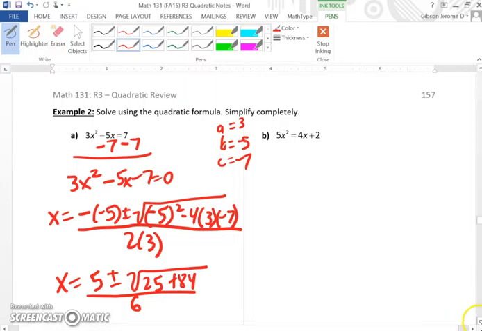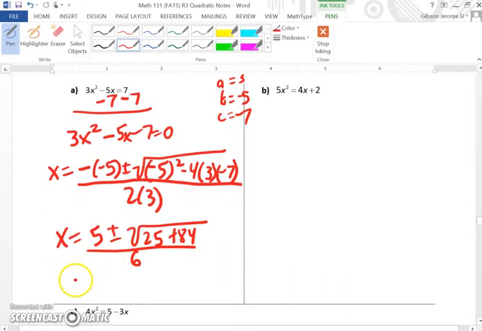So this will give us x is equal to 5 plus or minus the square root of 109 all over 6. And this is the final answer because there's nothing more we could do with that.